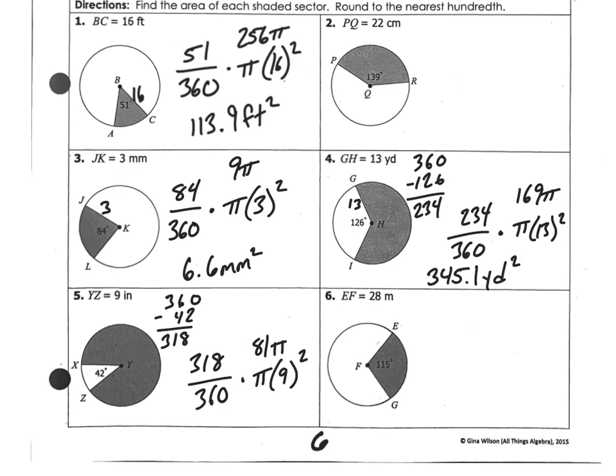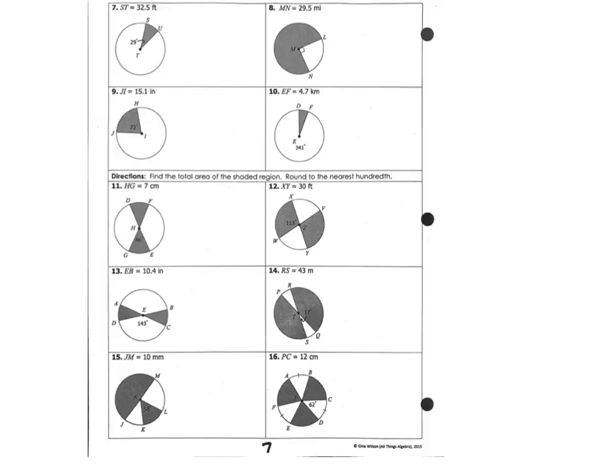318 divided by 360 times 81 pi gives us 224.8 inches squared. All right, so that's everything on the front page. We're going to go on to the back now, page 7.